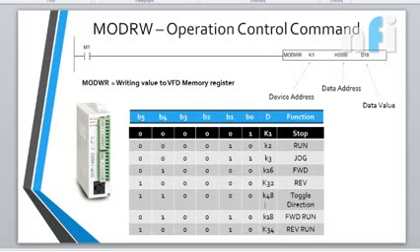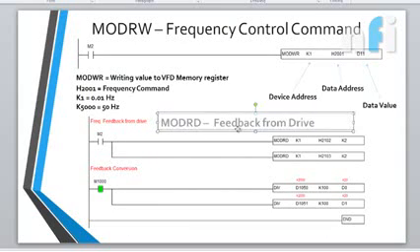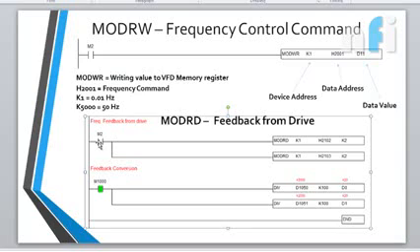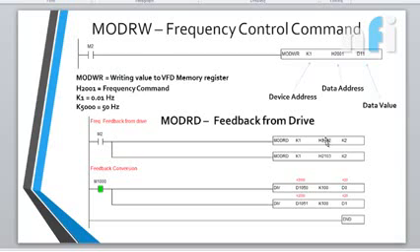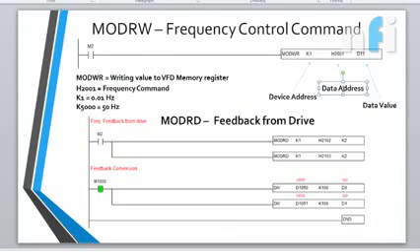Then we have how to take a feedback from the drive. If I'm saying it's Modbus, it's two-way communication. You can also read from the drive. For that, the command is mod read, MODRD. Now in mod read, I have taken the M2 bit. It says mod read K1 H2120. Now H2120 is my command frequency. I haven't written it here, so let me just highlight this one. That is my command frequency, the frequency which I have commanded to my drive.